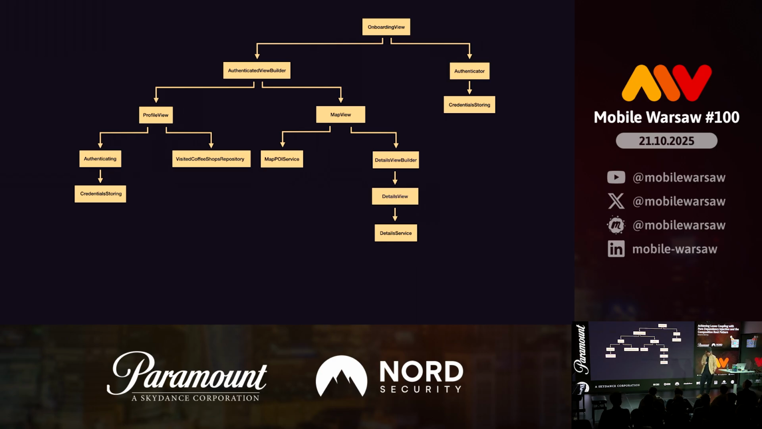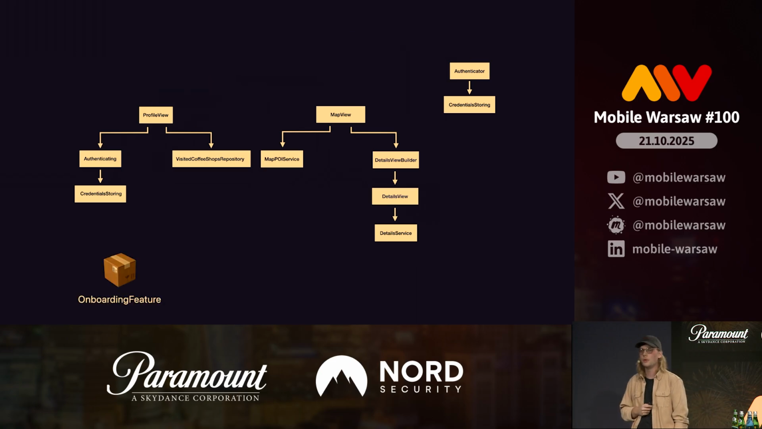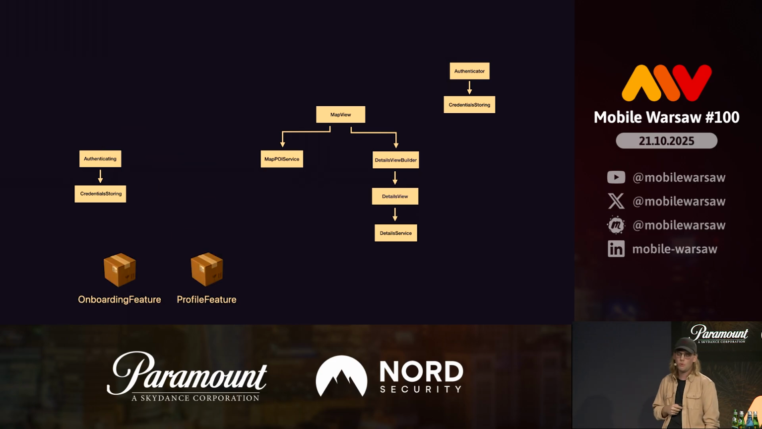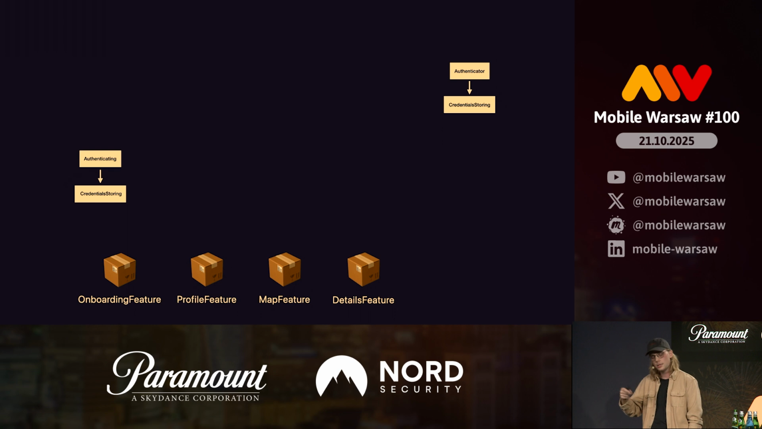I tend to adopt an approach similar to that, and because we have a loosely coupled code base that uses dependency injection, this becomes somewhat straightforward. So let's go ahead and do that. We'll take everything related to the onboarding feature, put it in the onboarding feature package. Everything related to the user's profile in the profile feature package. Everything related to the map into the map feature package. Everything related to the details of a coffee shop goes into the details feature package.